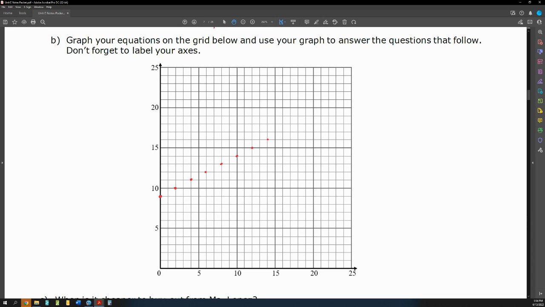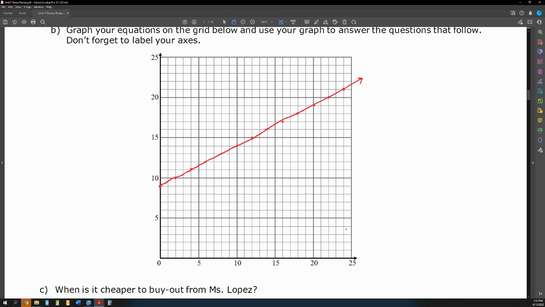I'm going to just plot every single point that I can on this grid, and that way I can get a really accurate graph. If you're using a straight edge, then you can go ahead and draw just a few and then use your straight edge to plot the rest of them. All right. So this is the line for Mr. Rome.